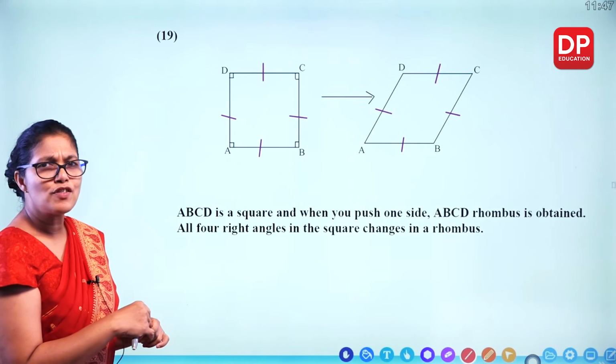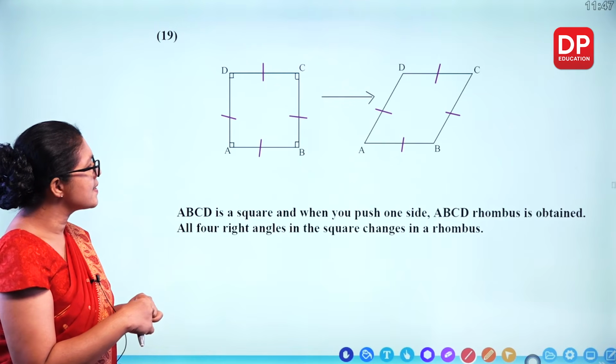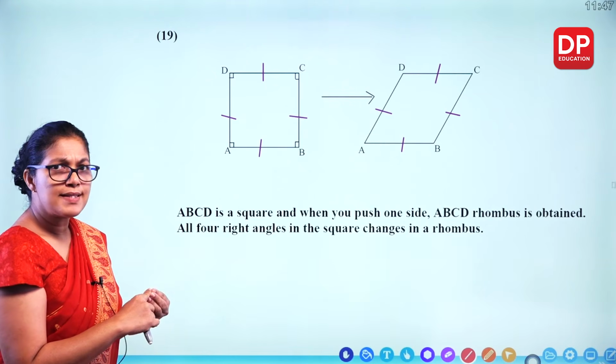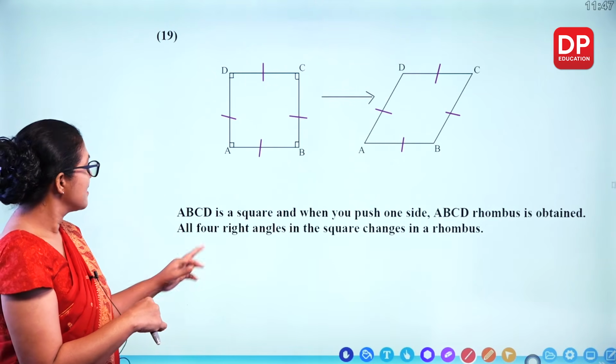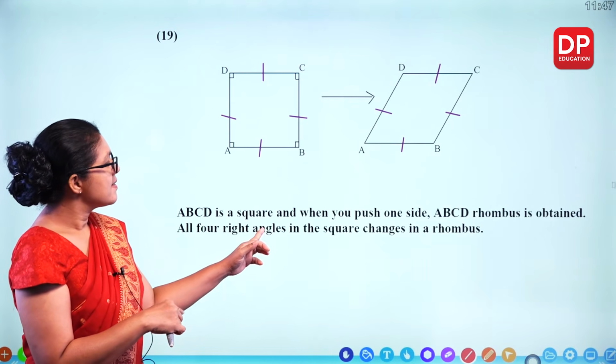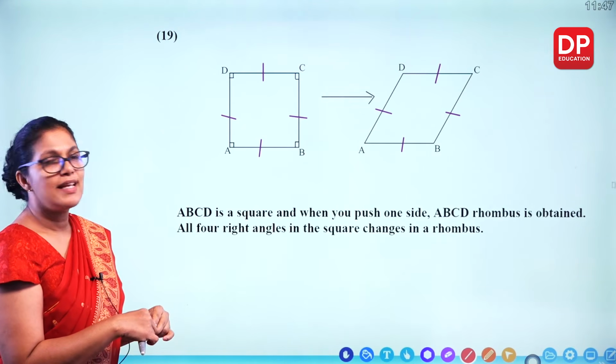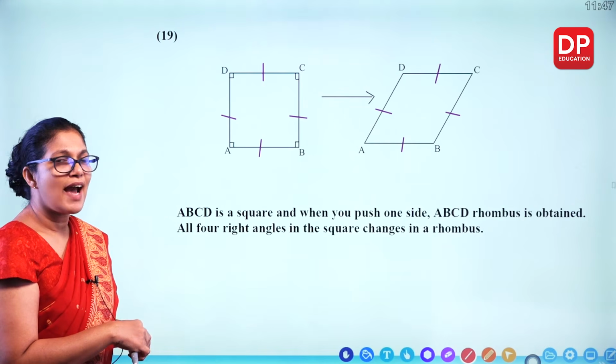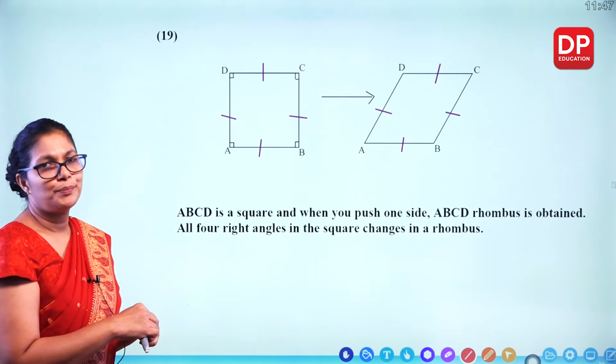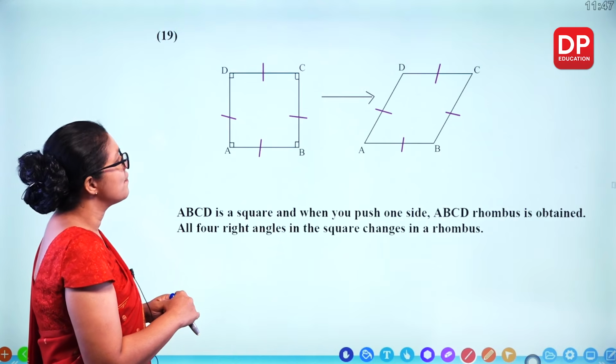So what's the difference between a square and a rhombus? Sides are the same, but angles. All four angles in the square change in a rhombus. Angles are not 90 degrees anymore. That's the only difference.